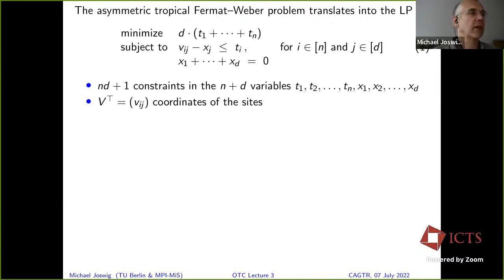So that's what I'm doing here. So here, just so I'm transposing my matrix. So now the sites are in the transposed matrix. So v_ij is the jth coordinate of the ith point. And then I can phrase the Fermat-Weber problem as a linear program in n plus d variables. So I have d variables for the point that I'm looking for. So the optimal solution is a Fermat-Weber point, that's the claim.